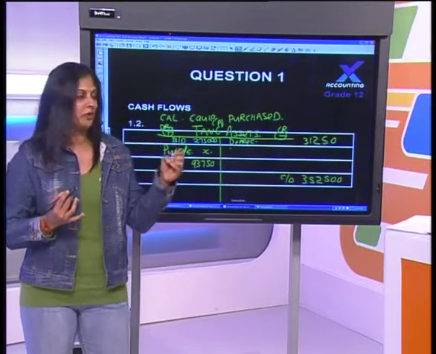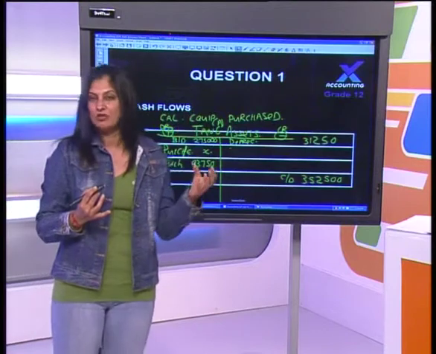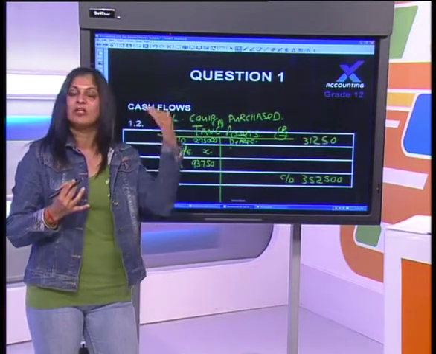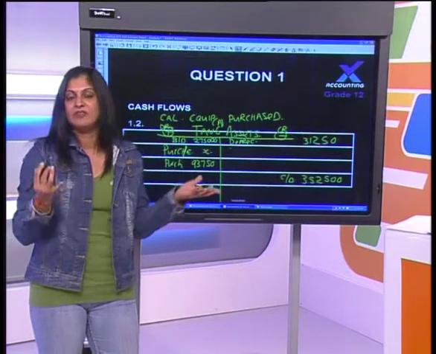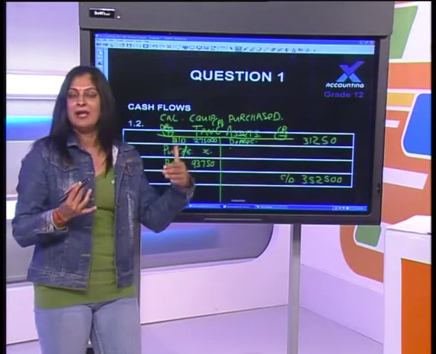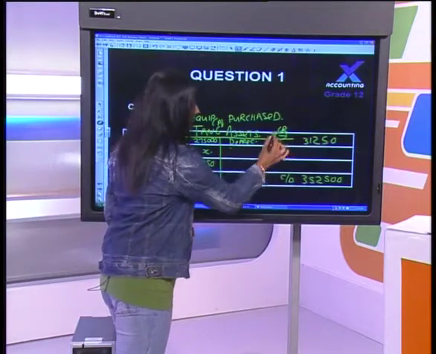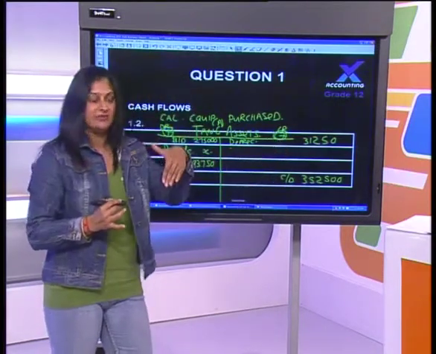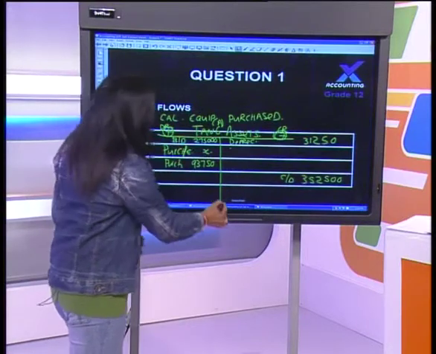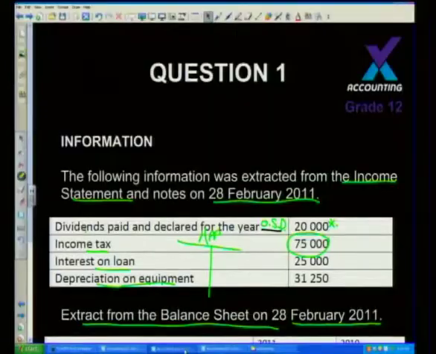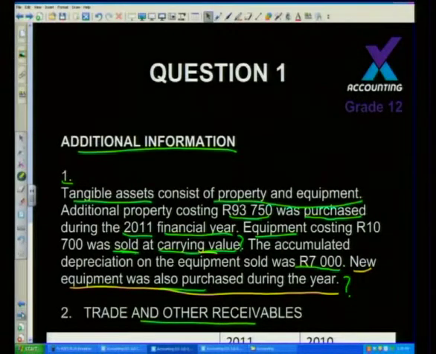And then, what else makes your tangible asset value drop, people? Think about it. If I've got old equipment, I've got an old laptop, I'm not using it anymore, I'm obviously going to sell it. I'm going to get rid of it. I'm going to donate it, whatever the case may be. So every time you dispose of an asset, your tangible asset value is going to drop. It's going to decrease. So let's now go back to the question, because we did dispose of equipment during the financial year. Let's find that info.